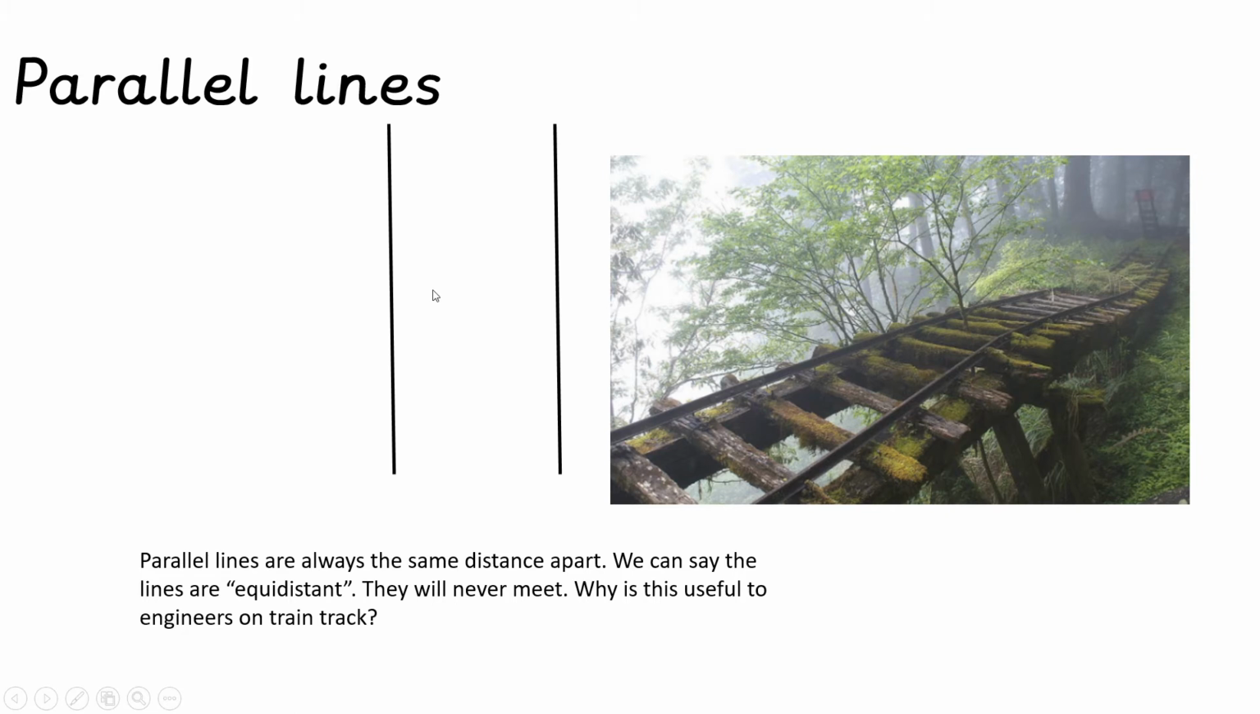So parallel lines, let's just define what that term means. Parallel lines are always the same distance apart. We can say the lines are equidistant. They will never meet. Why do you think this might be useful for engineers creating a train track? Pause the video.